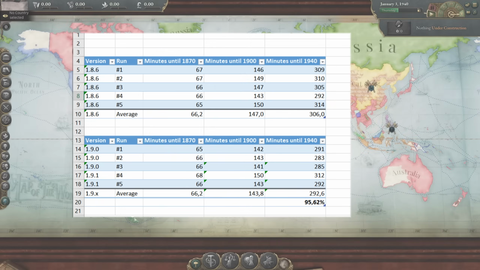What about performance? Here are two tables. Both show the time needed in minutes until my time lapses reached 1870, 1900 and 1940. The upper table is for 1.8.6 and the lower table is for 1.9. There is one small outlier for 1.9.1, but on average my games run about 5% faster. Which is nice, but there's a big but.